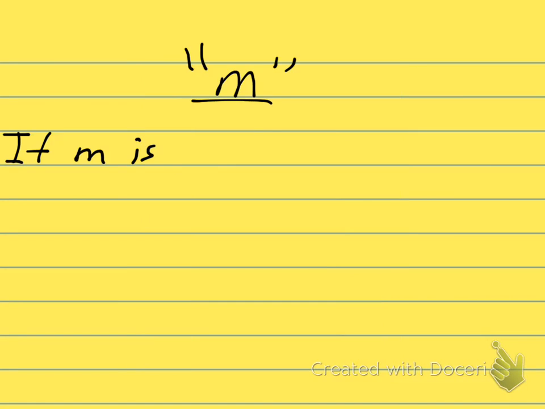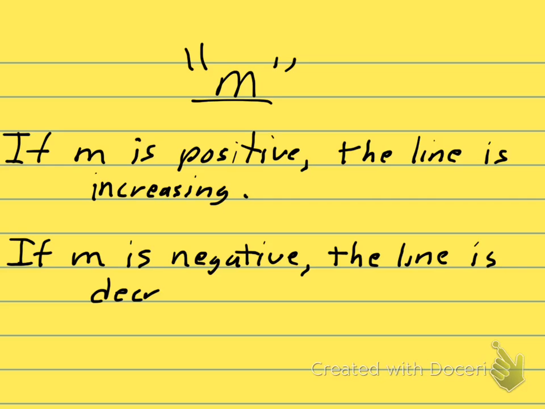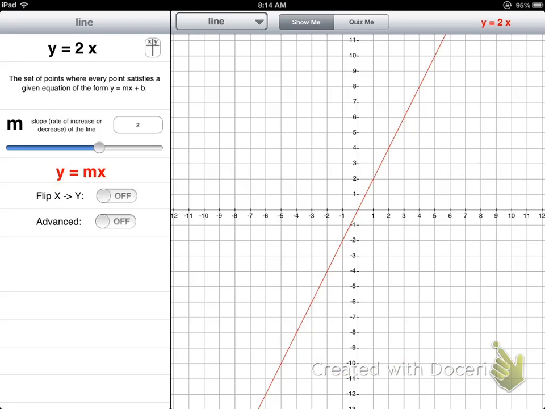M also controls whether the line will be increasing or decreasing. If m is a positive number, the line is increasing. If m is a negative number, however, the line will be decreasing. If we look at the following examples, you'll see what I'm talking about.